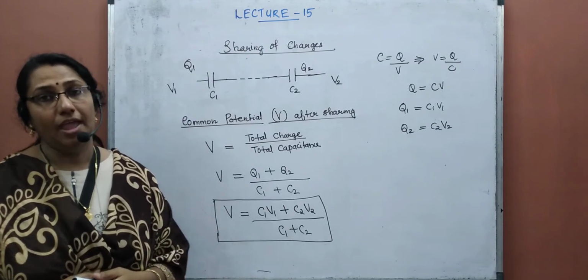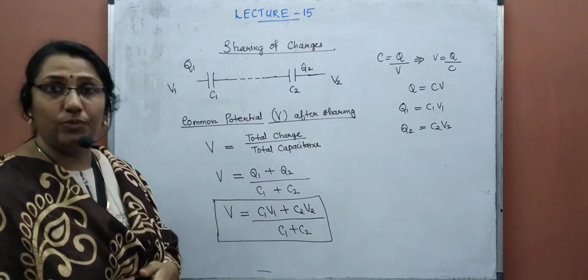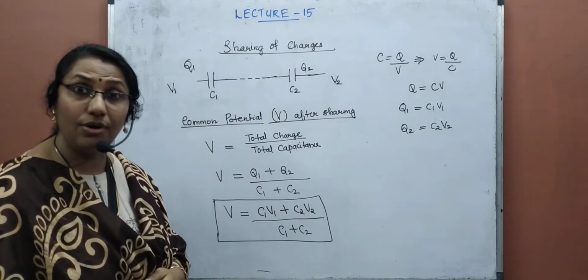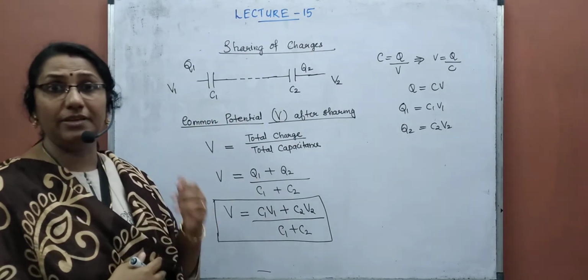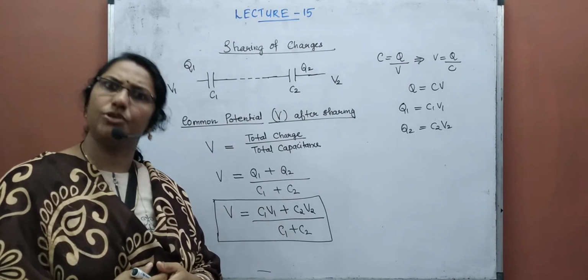Is it clear? After sharing, does C1 contain the charge Q1 itself? No, it is shared between C1 and C2. Similarly, what about the charge in C2? Is it Q2 itself?